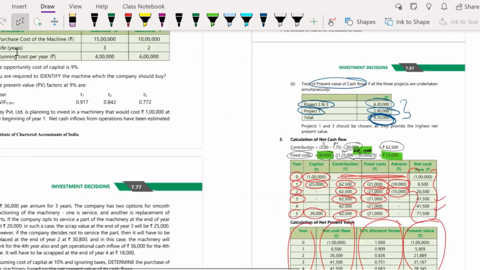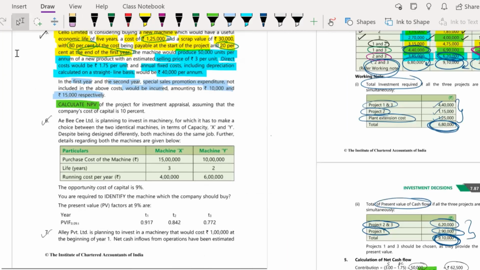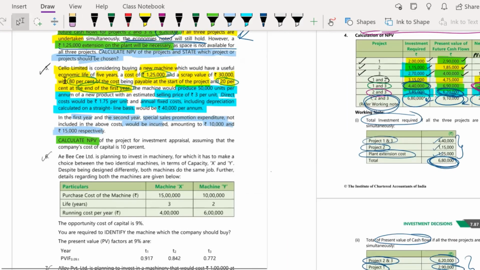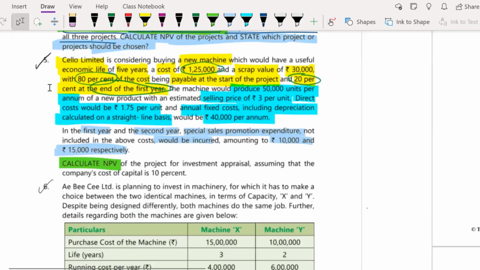Any doubts in this question, guys? Any doubts? I hope this question is also clear to you. In case of any doubts, let me know. Okay.